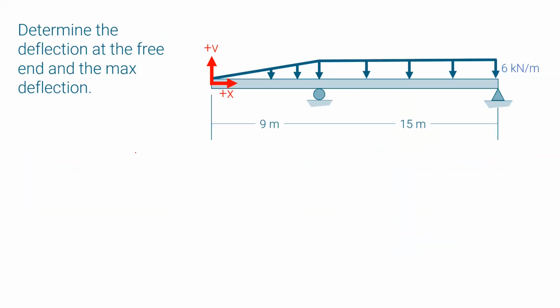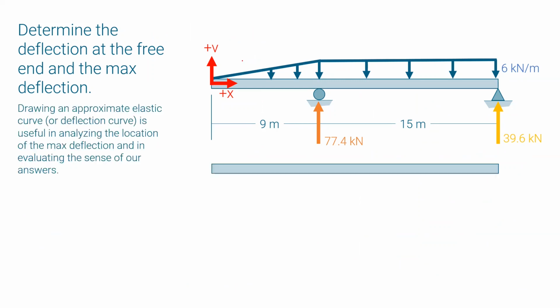Okay? Sige, pwede tayo magsimula. Pero bago yun, let me just show you the support reaction. So this is for this roller and this is for the triangular loading. Before we proceed, kailangan natin mag-draw ng approximate elastic curve or deflection curve. That curve shows you how the beam deflects given the loading, no? So, bakit kailangan mag-draw nun? Kasi magiging useful siya mamaya sa pag-locate ng ating max deflection at sa pag-evaluate ng sense ng ating mga sagot.